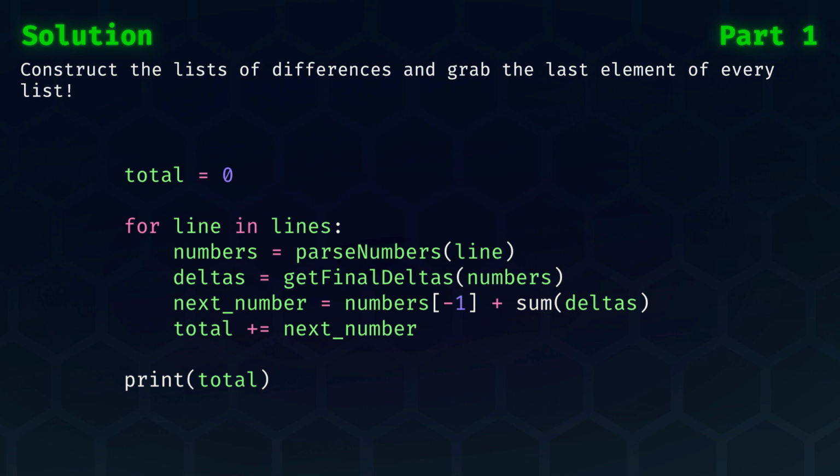So for the outline of the solution of part 1, what we do is we construct the lists of differences, and we grab the last element of every list. So first we take in our lines, and per line we parse the numbers. Then for those numbers, we get the list of those last delta values per row. Then the next number is simply the sum of those deltas plus the last number in the original sequence.